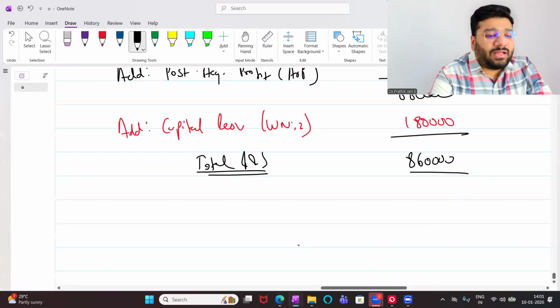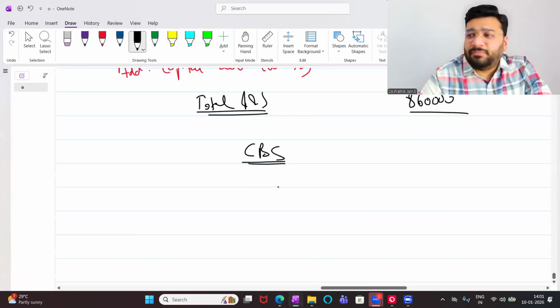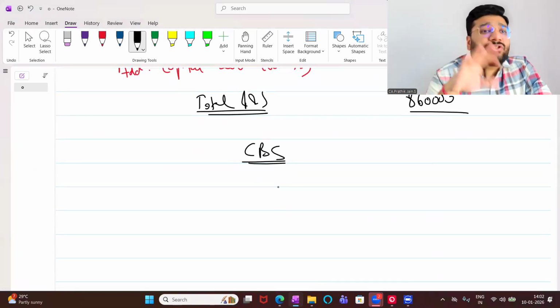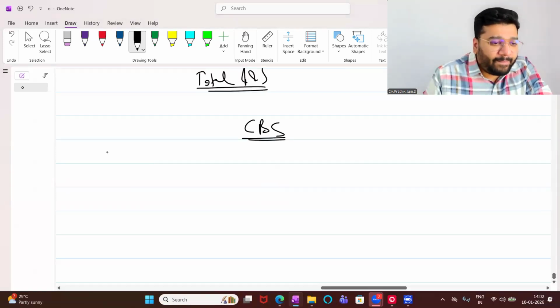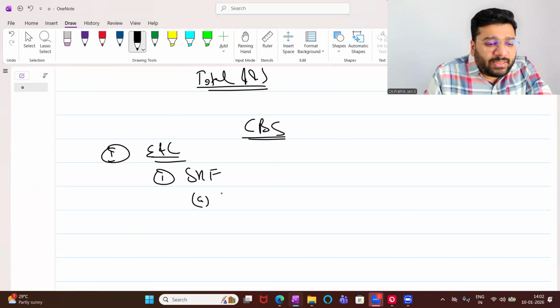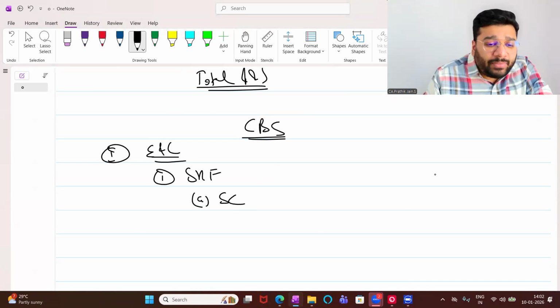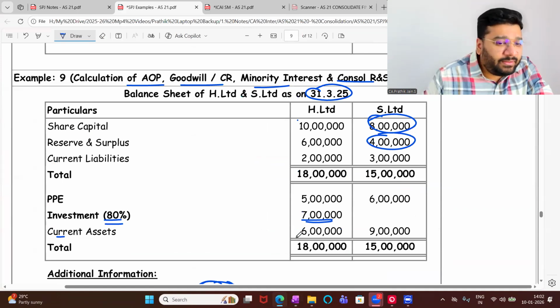Now, can we do the consolidated balance sheet? I'm doing it in short form, CBS. Any problem? I will not put the proper format. My intention is just to prepare the balance sheet. Formatting I'll take care of later. First, equity and liability. Under that, the first one is shareholders' funds. Under that the first is share capital. Always here the share capital will come of the holding company only. The holding company's capital is how much? 10 lakh.